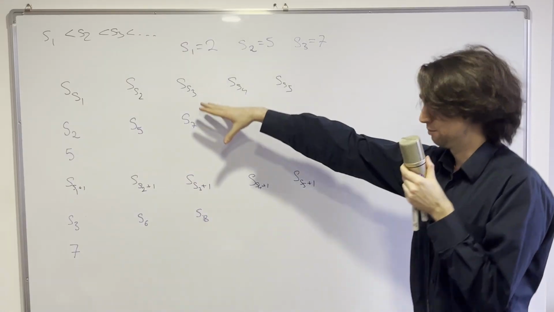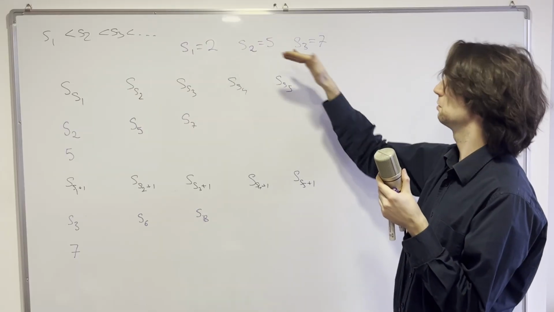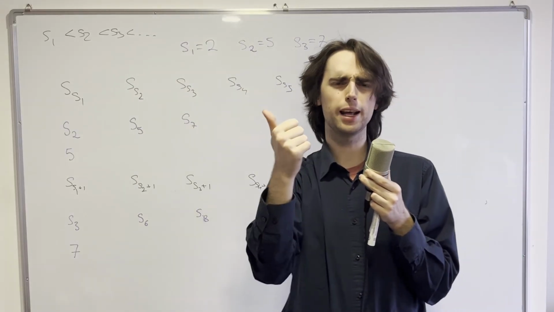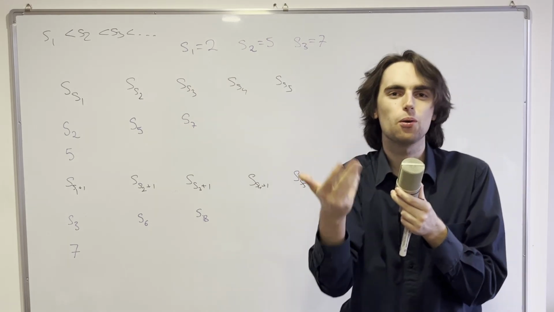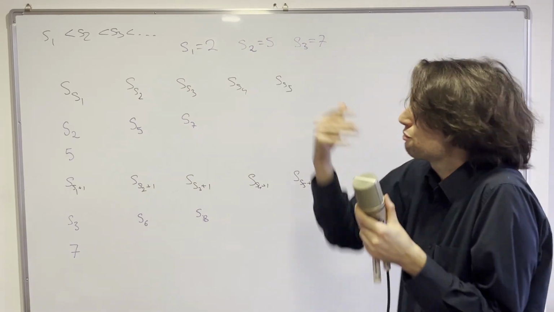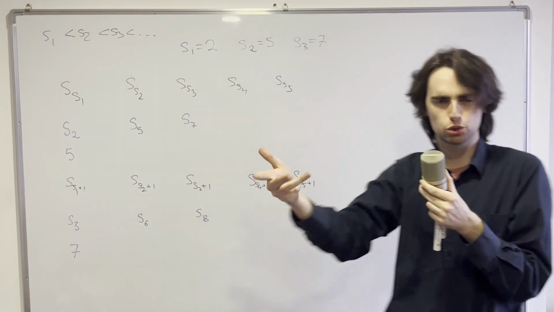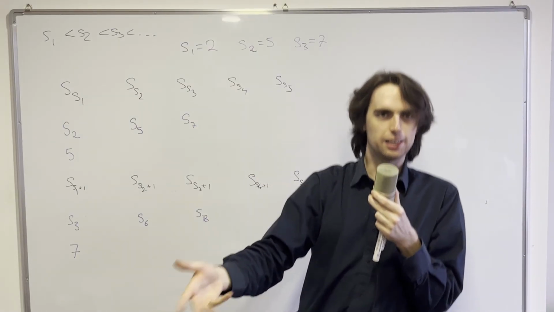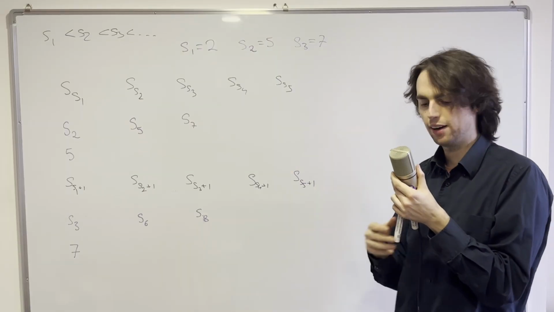So, I've written down some things. Now I've put S1 is 2, S2 is 5, S3 is 7. Why did I make the sequence non-arithmetic? Well, I've already gotten everything I can from making it arithmetic. So let me see what goes wrong. That's my play here: what is going to go wrong if the sequence isn't arithmetic?